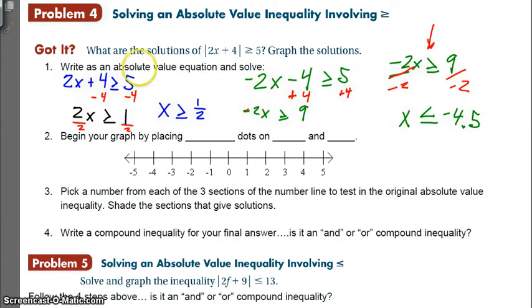Alright, and here is my solution process. So I take the positive, 2x plus 4 greater than or equal to 5. You subtract 4 from both sides, you get 2x is greater than or equal to 1. You divide by 2, and you get x is greater than or equal to 1/2.